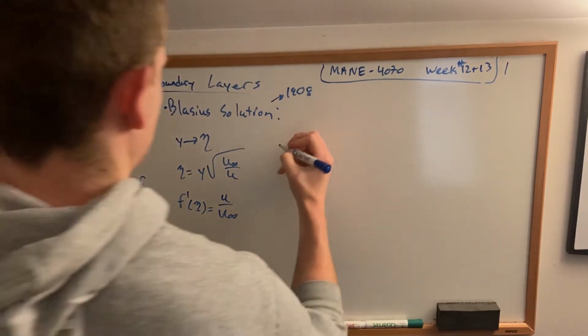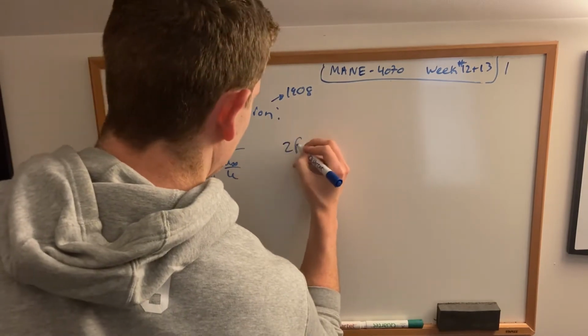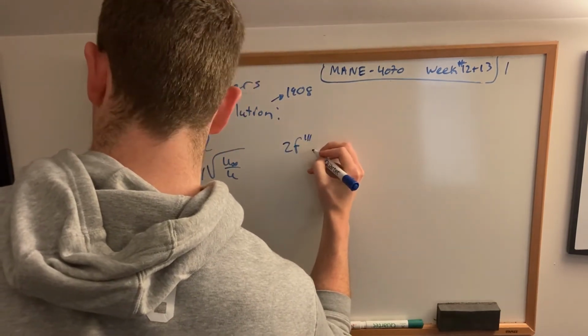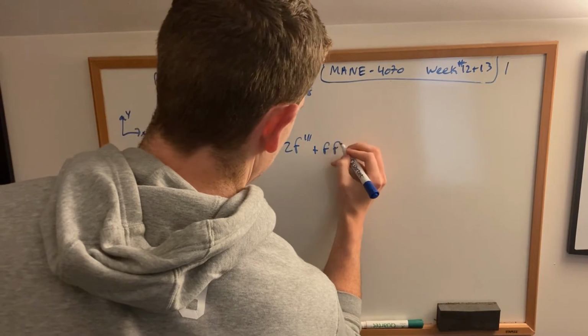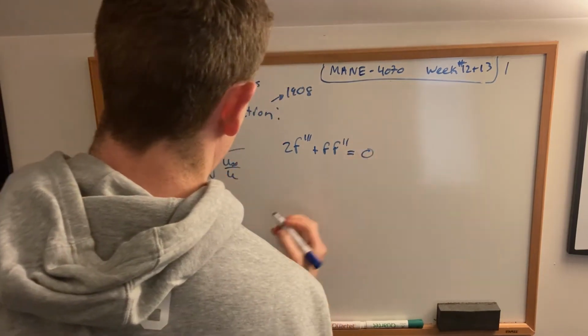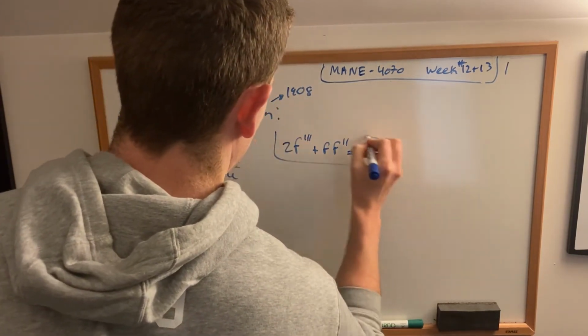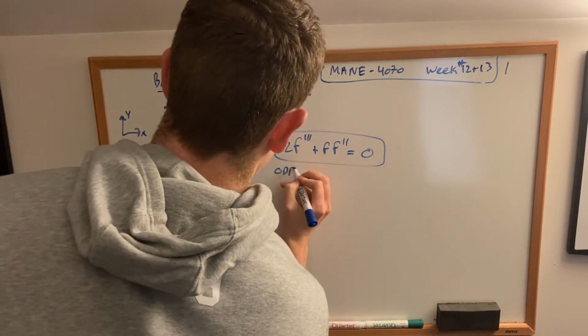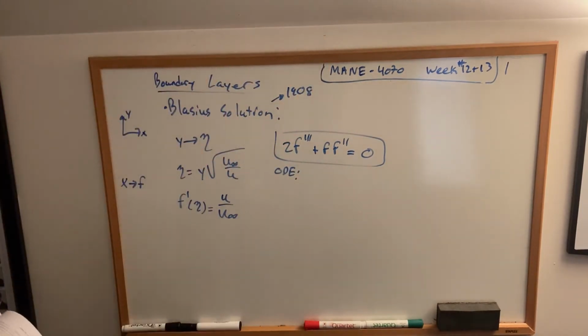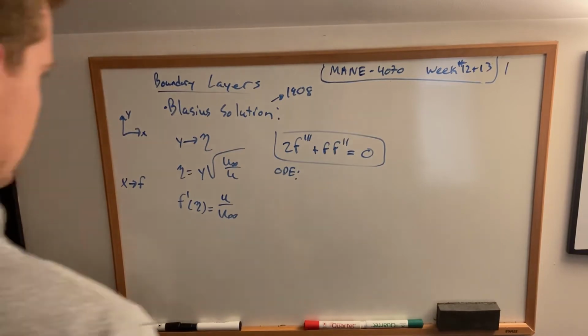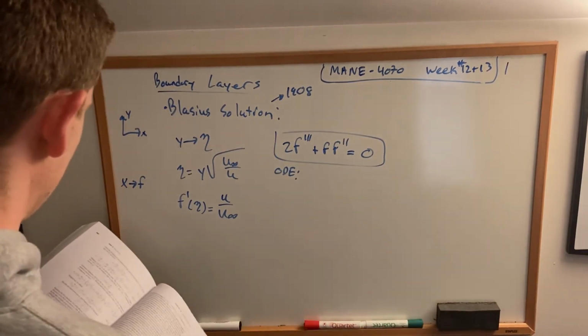And so his overall solution is given as 2 f triple prime plus f times f double prime equals 0. And this is an ODE, and therefore it's solvable. There are some boundary conditions. Obviously, you're going to need those if you guys remember from DiffyQ.